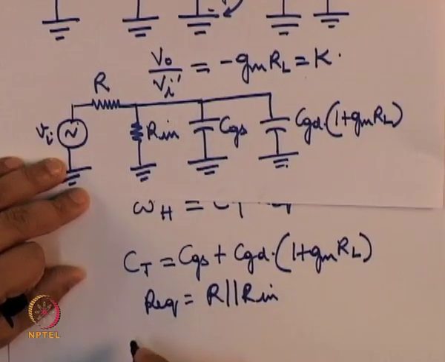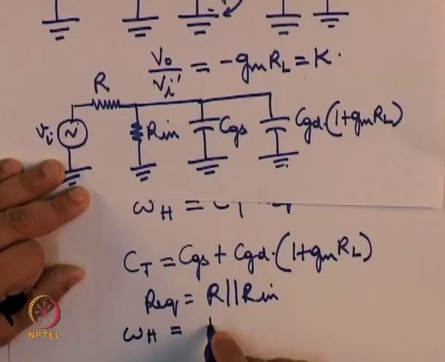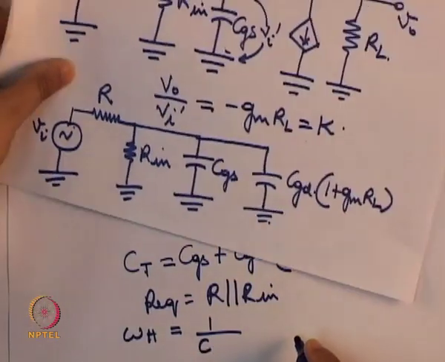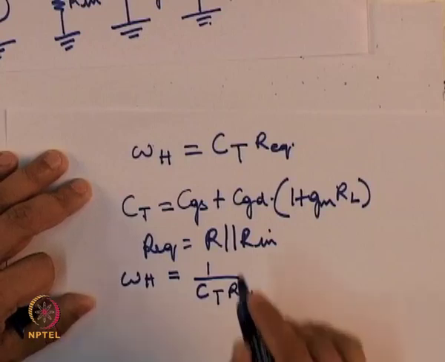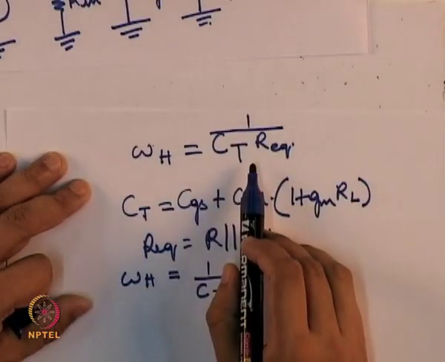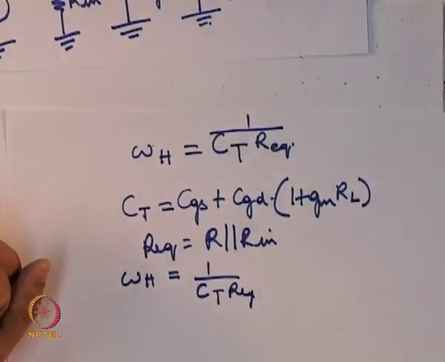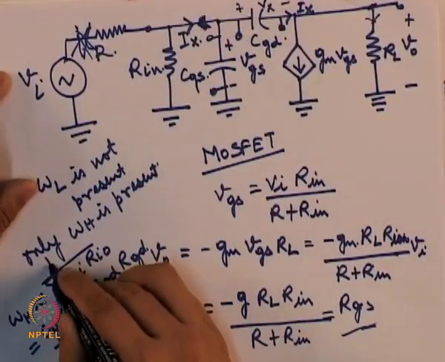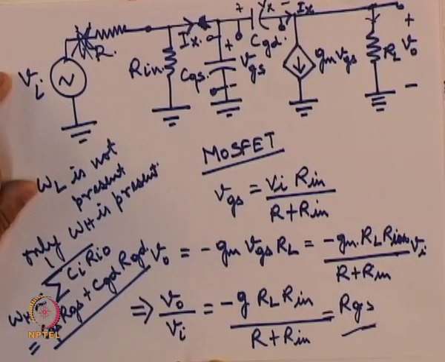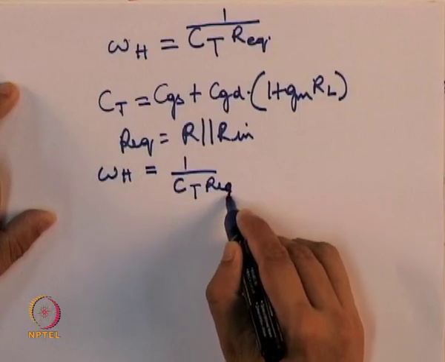Therefore, my omega h is simply equal to 1 upon CT R equivalent. I would just like to make a correction in this formula. Omega h is 1 upon CT R equivalent, and similarly for the previous case also, the formula which I gave for this omega h while discussing the previous method should be 1 upon sigma Ci Ri 0. Please make this correction. There was a slight error. Omega h is equal to 1 upon sigma Ci Ri 0. Sorry for that. And here also omega h will be equal to 1 upon CT R equivalent.